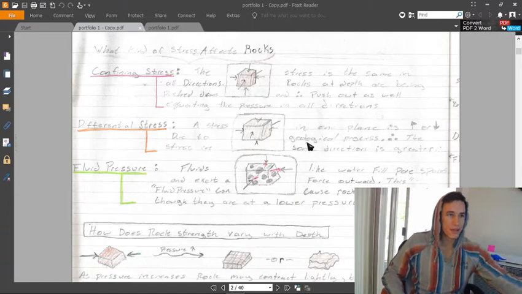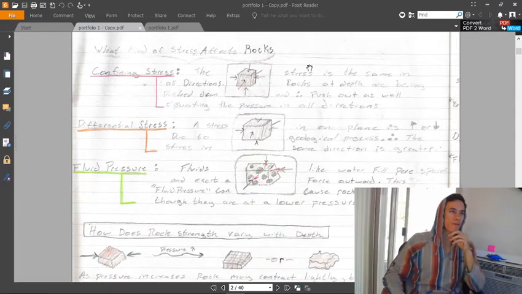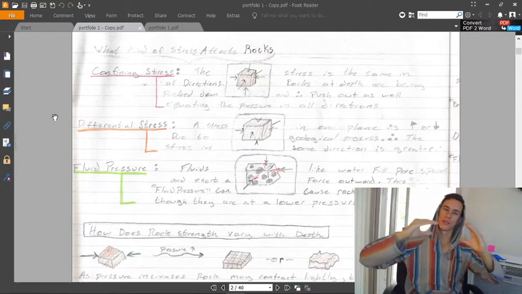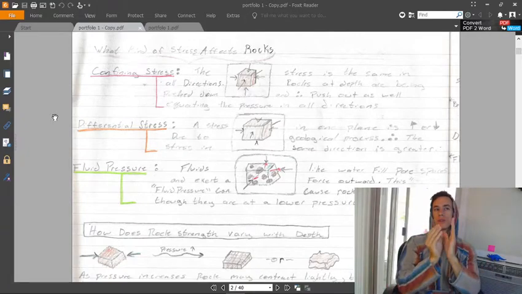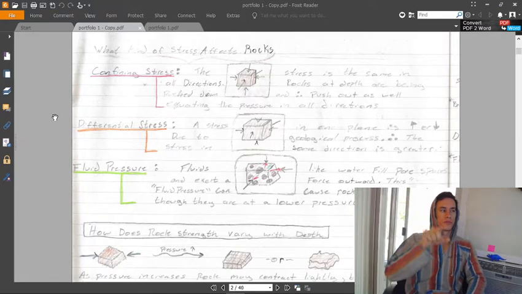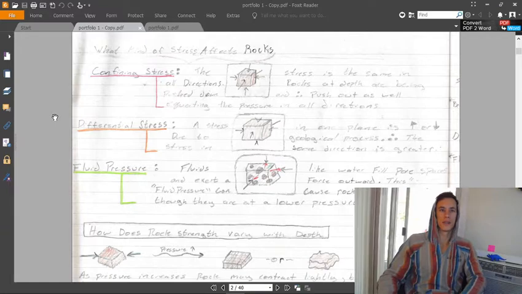So what kind of stress affects rocks? Confining stress is basically just pushing everything together. Differential stress is pushing things together in some areas while other places squish out. Those little three dots mean therefore, like a stress in one plane is greater or less due to geological processes.